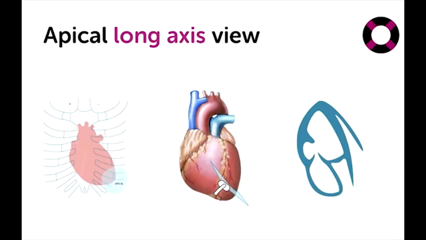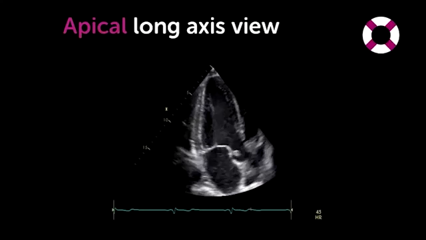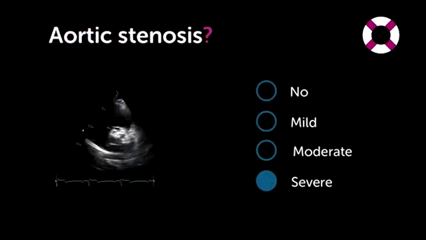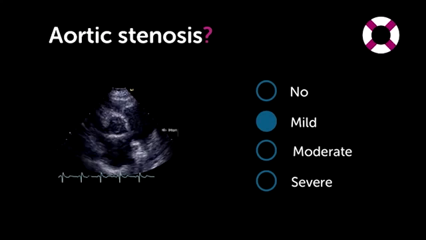The apical long axis view. Here's an example of the aortic valve. Then I showed you a few examples of aortic stenosis to help you get a feel for reduction in valve opening and calcification in the short axis view. This was an example of severe aortic stenosis. And here an example of mild aortic stenosis.